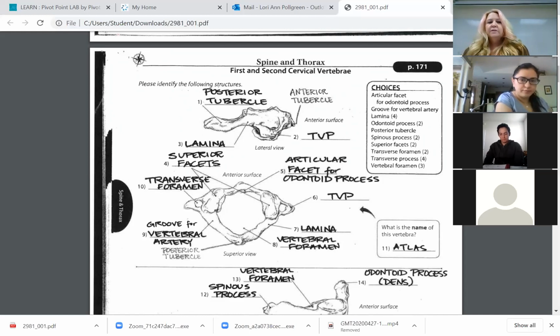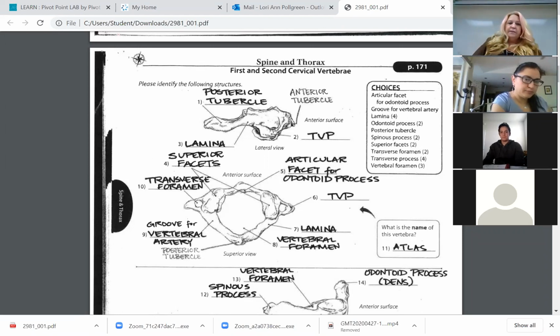We still have the transverse process, number 2, that sticks out to the side. And number 3 is the lamina. It's that bone area that eventually becomes our lamina groove further down. Number 4 are the superior facets. And a facet we know articulates with another bone. Number 5 is the facet for the odontoid process, the articular facet for the odontoid process. So that means that process that's on C2 rests right into that area. That's what allows that turning and pivoting between that movement that we get between C1 and C2.